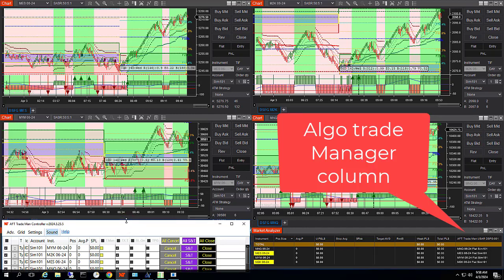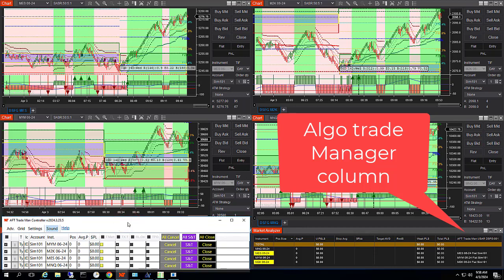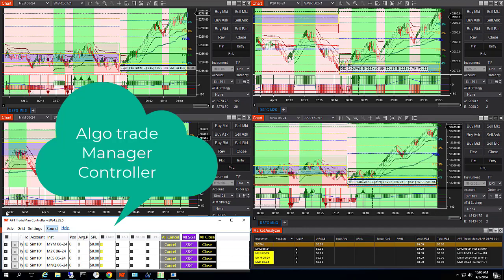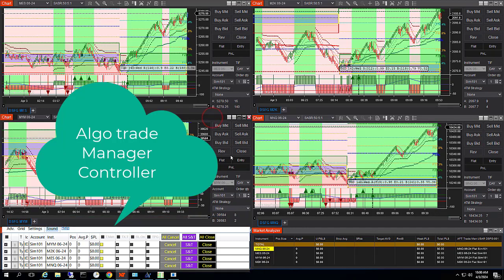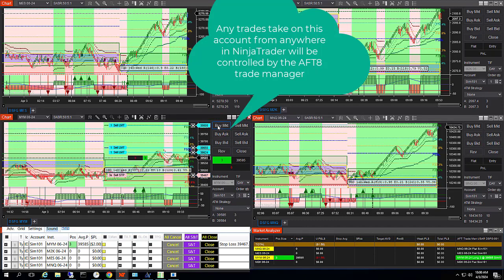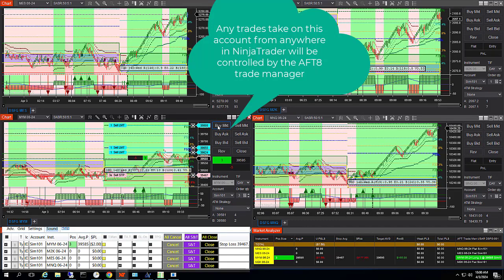The Market Analyzer contains the Trade Manager module. The Trade Manager Controller provides real-time interaction and control of stops, targets and exits, basic and advanced trade management features. Any trades taken will be monitored and managed in real time.